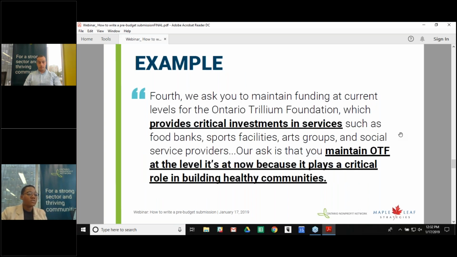So this is the recommendation around Ontario Trillium, and you've seen our action alerts, hopefully. Our ask is fourth. We ask that the government maintain the current funding levels of the Ontario Trillium Foundation, which provides critical investments in services such as food banks, sports facilities, arts groups, and social service providers. Our ask is that you maintain the OTF at its current level, because it plays a critical role in building healthy communities. We stuck to the language we like to use here at ONN, but we did point to the fact that these are critical investments.